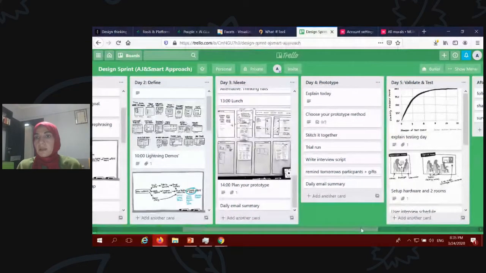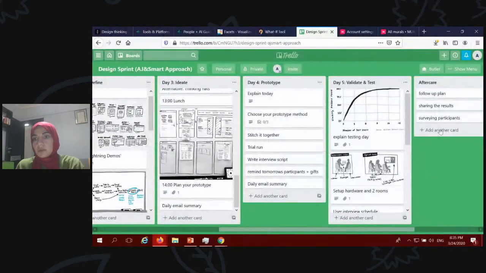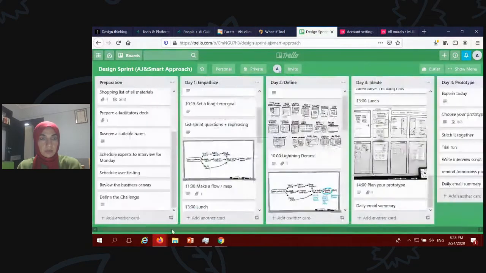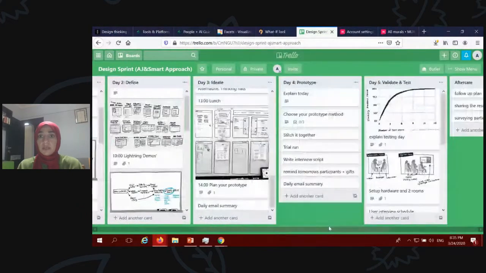step. After this, you need, of course, to do a follow-up plan, sharing the results, surveying your participants. As you see, I have what's called the preparation phase, empathize phase, and we define, ideate, prototype, validate, and test.